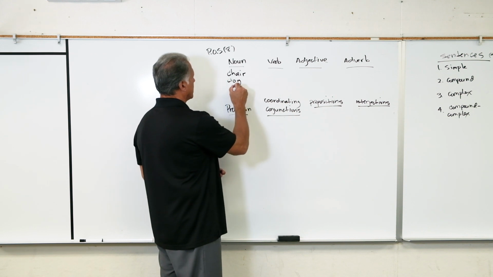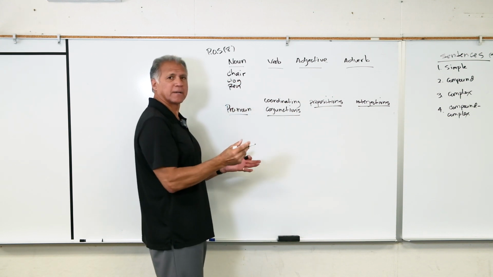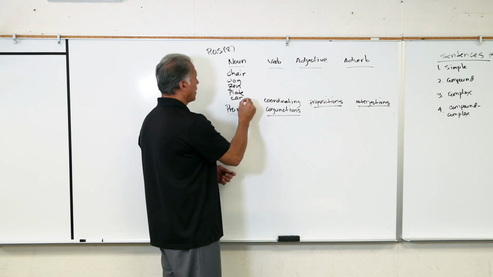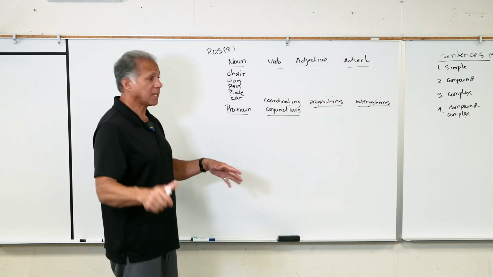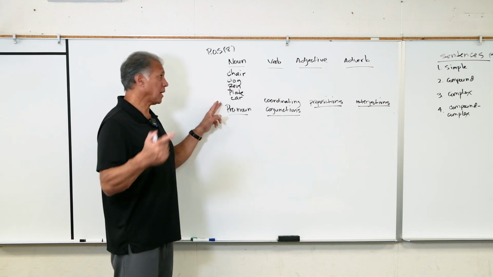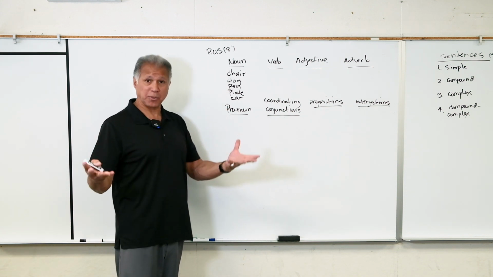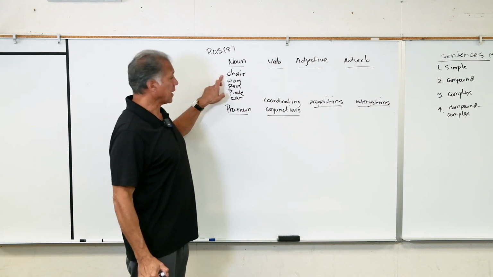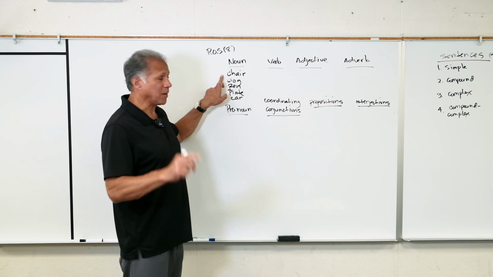Dog, pen, plate, car. I'm done. That's it. Very simple. I don't have to decide if it's a person, a place, or a thing. Is it a counting noun, an abstract noun? If I can touch it, I can see it, it's a noun.